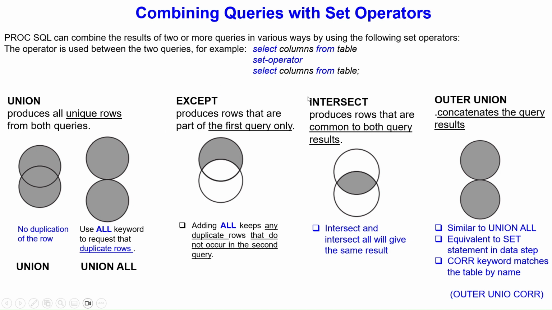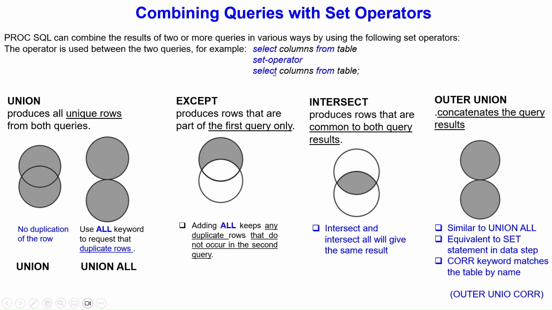Intersect is another set operator. Intersect produces rows that are common in both query results. Suppose this is our first table and this one is the second table. Whatever is common in these two tables will be included. And remember that whether you use intersect or intersect all, it will give you the same result.